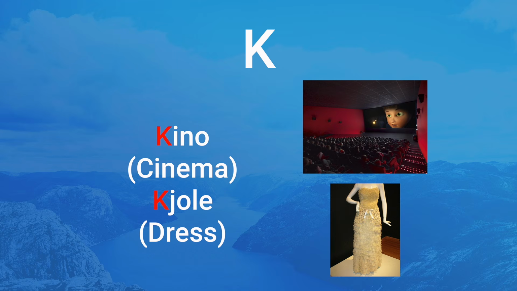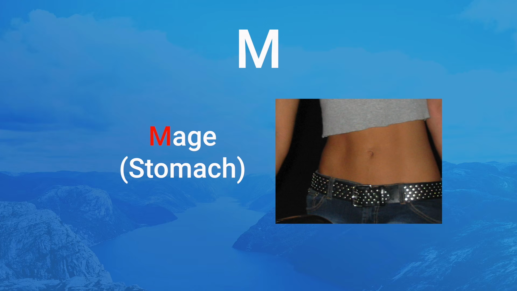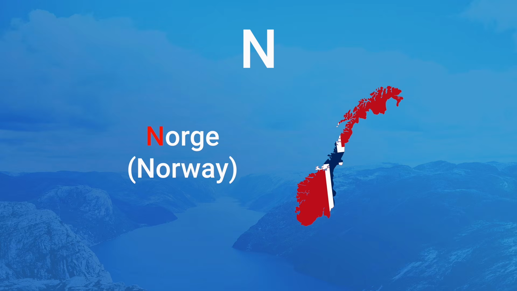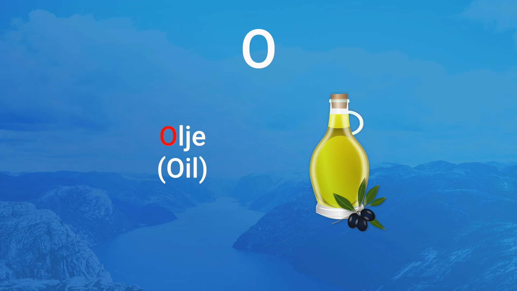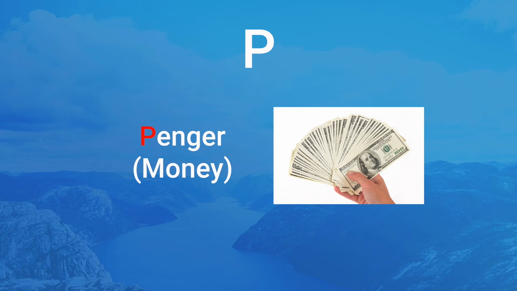K, konge, konge. The K can also have a sh sound, and that is usually when it's in front of an I or a J. Examples of this are kino, kino, kjole, kjole. L, laks, laks. M, mage, mage. N, Norge, Norge. O, olje, olje. Sometimes the letter O can sound like the letter Å, and an example of this is norsk, norsk. P, penger, penger.